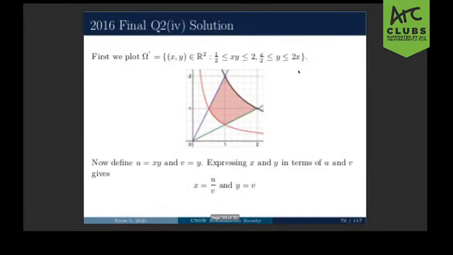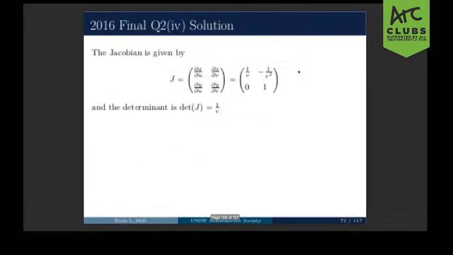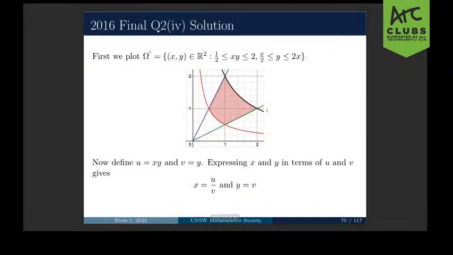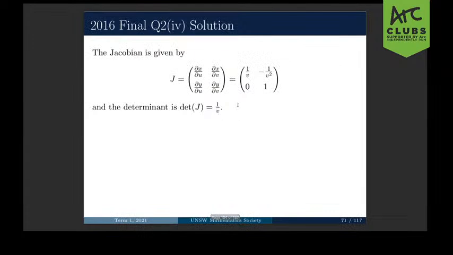Looking at our definition, x is actually u on v. So if I take the partial with respect to u, I get 1 on v. Taking the partial with respect to v, I get negative 1 on v squared. And then y is just v, so the partial with respect to u is 0, and the partial with respect to v is 1. This is my Jacobian matrix.